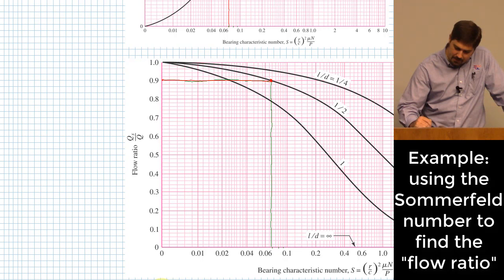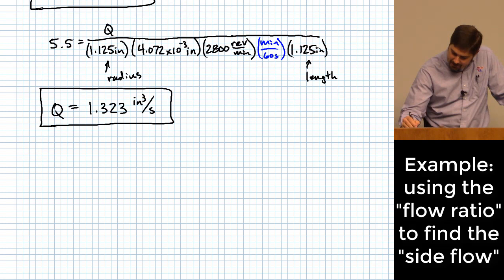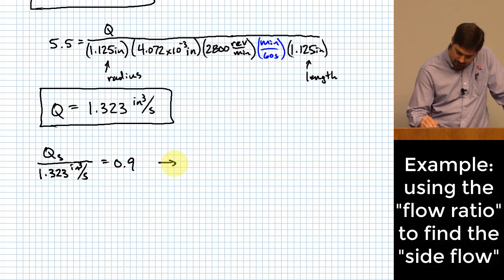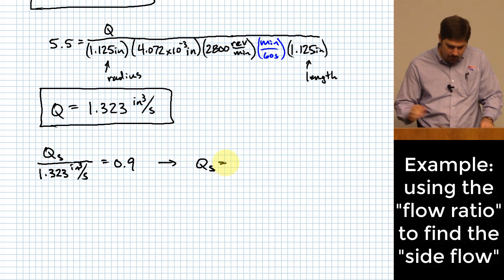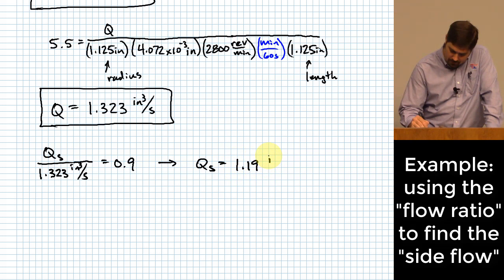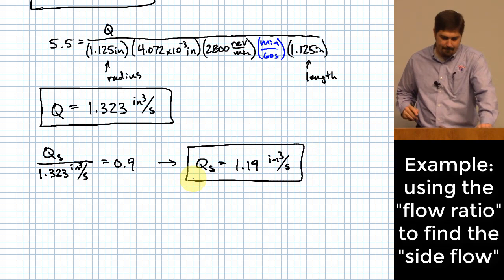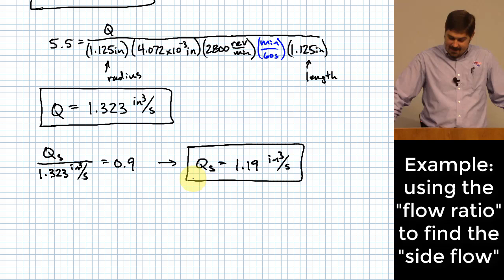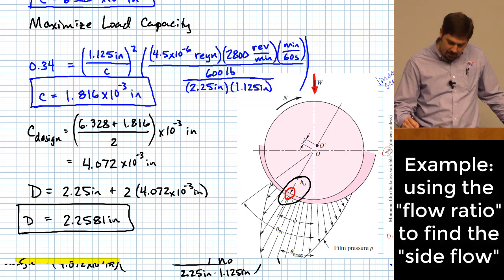And so what we do here is we say the side flow rate, Q sub S, over the flow rate we just found, 1.323 cubic inches per second, is equal to 0.9. And that tells me that Q sub S is going to be equal to 1.19 cubic inches per second. All right. And that covers the items that I had laid out for us to find up here in our problem statement.